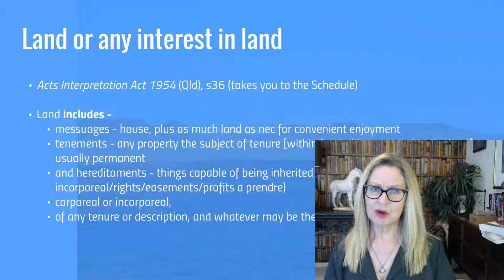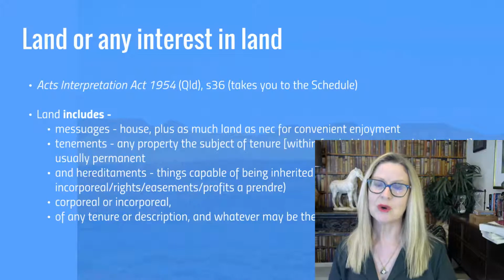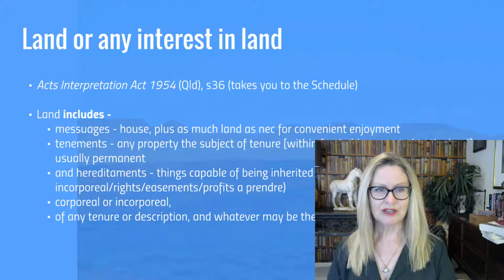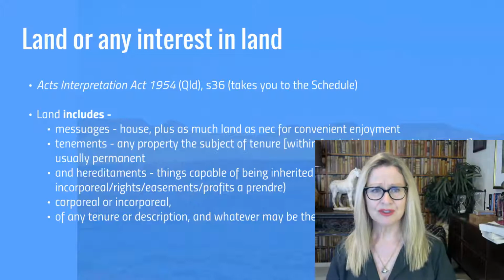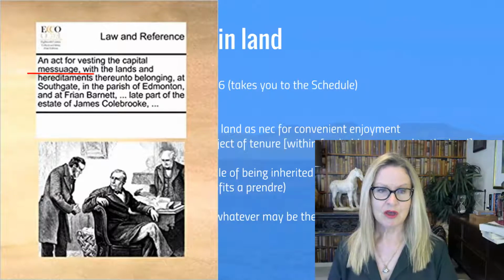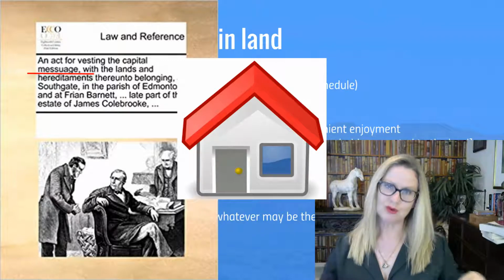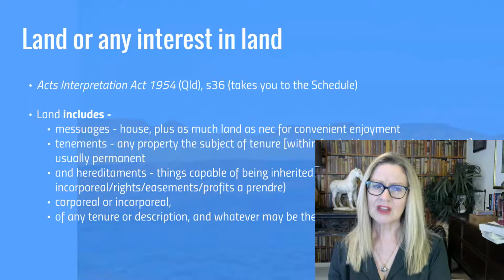Here we need to skip over to the Acts Interpretation Act, and you will see section 36 then points you to the schedule. And in the AIA, we have land being defined as including, so again, inclusive drafting, broadly defined drafting, messuages. So what is a messuage? That's not a typo. That is how it's spelled. So that is the house plus as much of the land around the house as is necessary for its enjoyment. Okay, so that's a messuage.